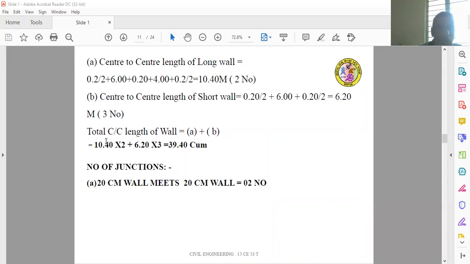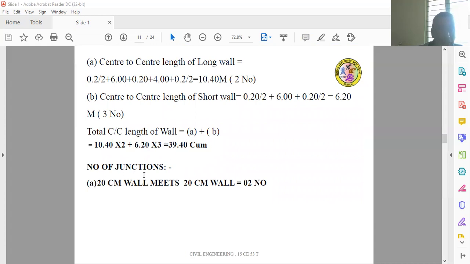Then the number of walls of 10.4 meter center to center is 2, multiplied by 2, and the center to center length of the other, vertical direction walls is 6.2 meter, but the number of vertical direction walls is 2. By multiplying and adding these two values, you will get the total center to center length of all walls. That means long walls and short walls: the number of long walls is 2, and the number of short walls is 3. Finally we get the answer for the total center to center length of the wall.